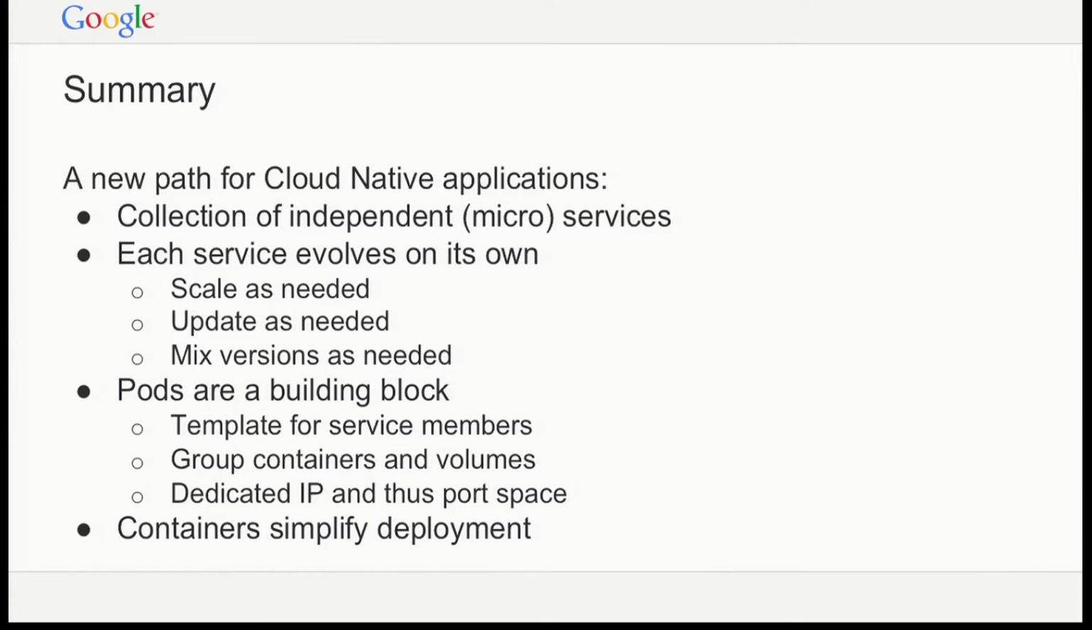Finally, the pods are an important building block. They're the template of a pod, of a unit of service. They can manage the dependencies for everything needed inside one node of that service. And because they have their own IP address, they're easy to migrate and they're easy to allocate ports on. Right? So they clean up a whole bunch of stuff. And in general, these container-based approaches really simplify development and deployment.